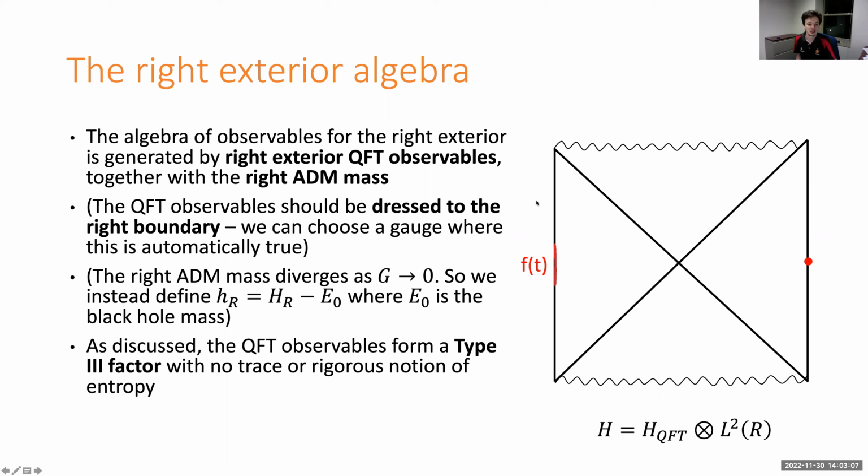Okay, so let's just think about the QFT observables on their own. As I said, this is some subregion, and it has an edge here. These things form a type 3 factor, which has no trace and no rigorous notion of entropy. Of course, we define entropy for QFTs all the time, but we do so with a hand-wavy load of subtractions of divergences. It's much less well-defined than for a type 2 algebra. Okay, what happens if we add in this one extra operator, this renormalized ADM mass, little hr?